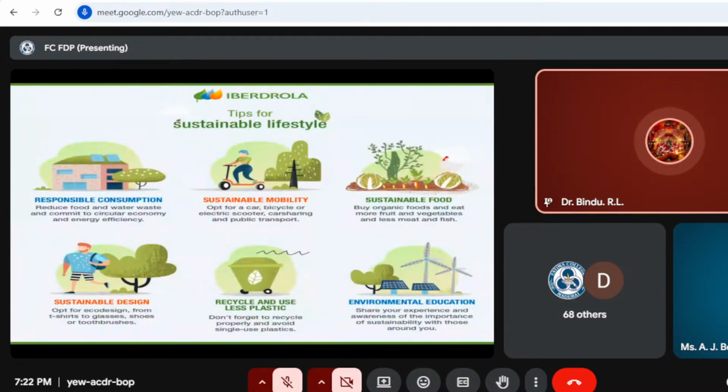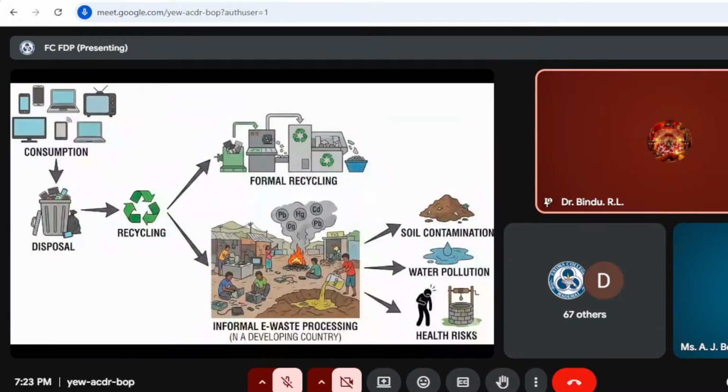Then sustainable food. Just as I have said, food must be the medicine for us, not the intake of other medicines. A healthy lifestyle that Ayurveda has given us. Ayurveda mixed with modern tradition we can adopt, not simply resorting to Ayurveda alone. And sustainable design, that is green architecture, everything. Then recycle and use less plastic. I don't know whether it will happen or not. But even then, environmental education will make people more aware of these sustainable lifestyles. Next. These are some ways. Next.